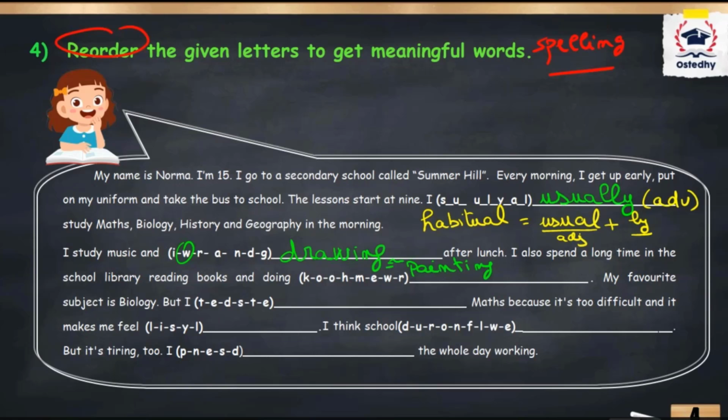I also spend a long time in the school library reading books and doing homework. Absolutely correct. Okay, so spell it for me, please. H, O, M, E, W, O, R, K. Okay. If you notice, it is made up of two famous words, home and then work.